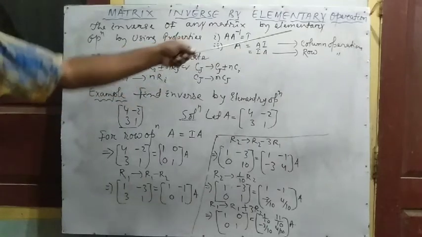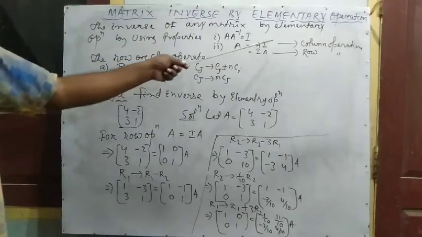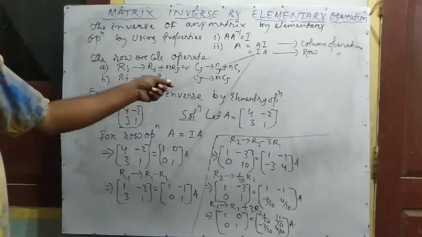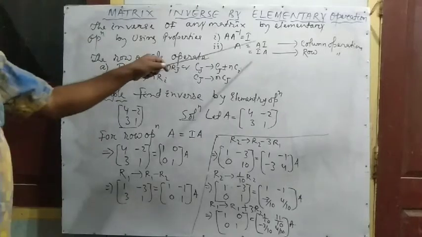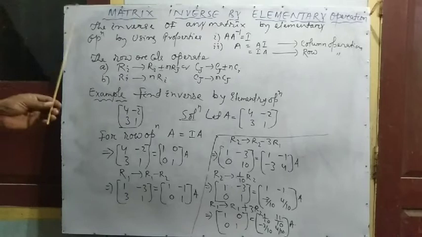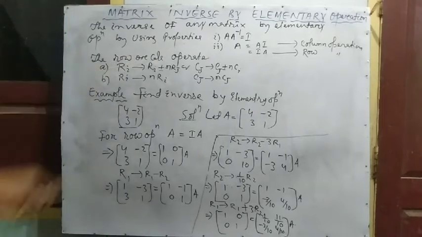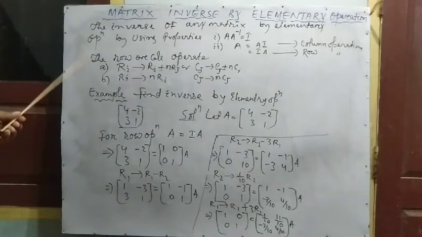For column operation you write A equals A into I. For row operation you write A equals I into A. This is very important, so note it. There are two main important properties for the operation: A equals A into I, and A equals I into A. So for the row and column operations, there is another format.